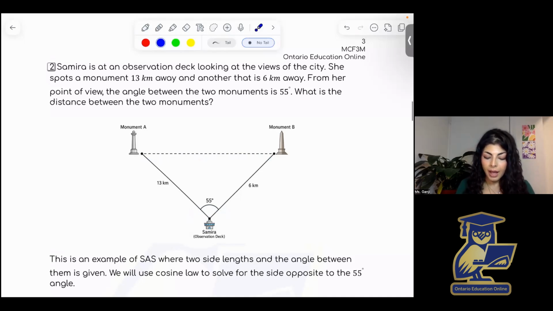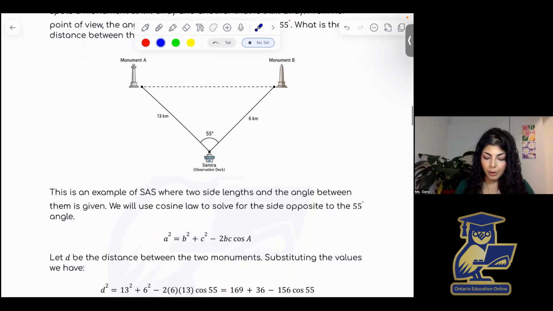So here, I have two side lengths and the angle between them. So this is SAS. And when I'm considering can I use sine law or cosine law, I first again look at the angle that I'm given. I don't have the side length opposite to it, so I can't create this ratio here for sine law. So now I know I have to use cosine law, and I'm solving for this side length that's opposite to the 55-degree angle.